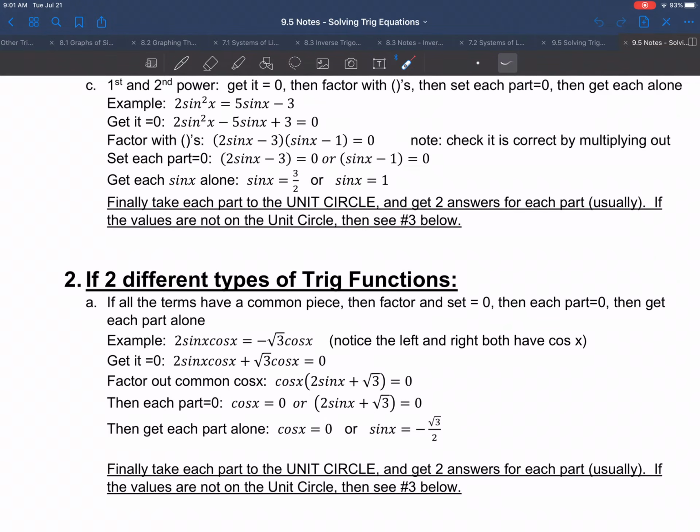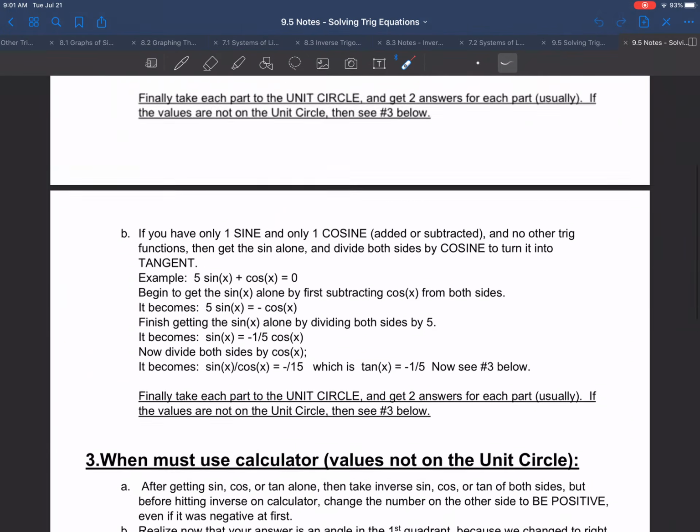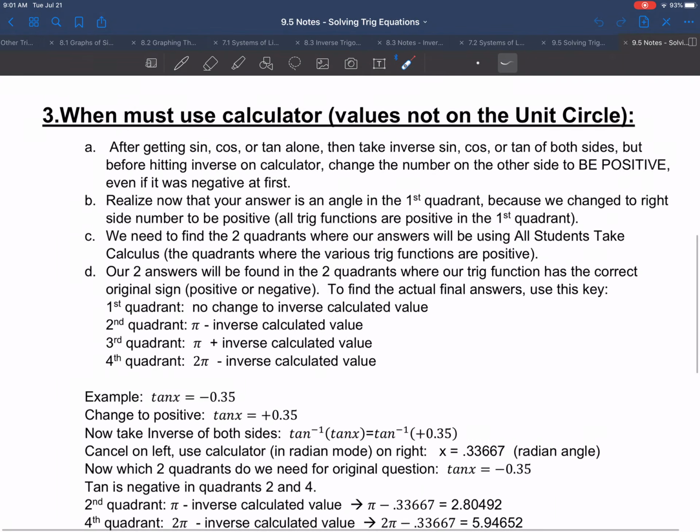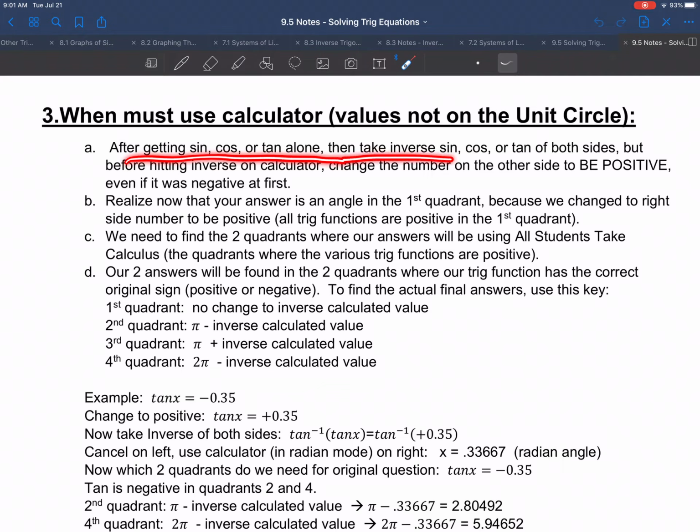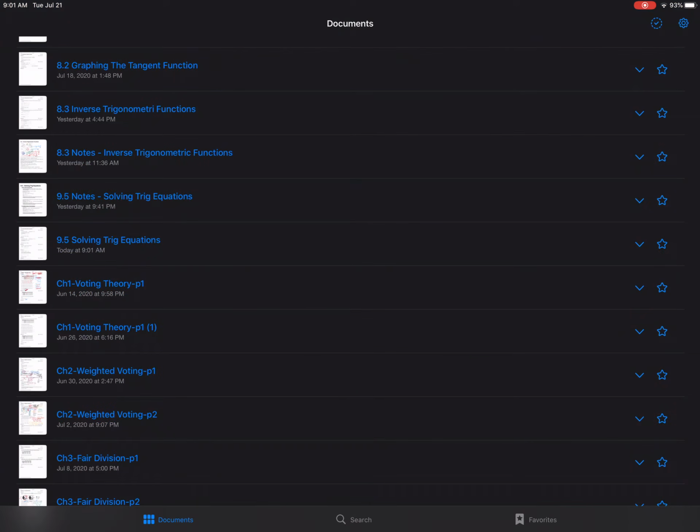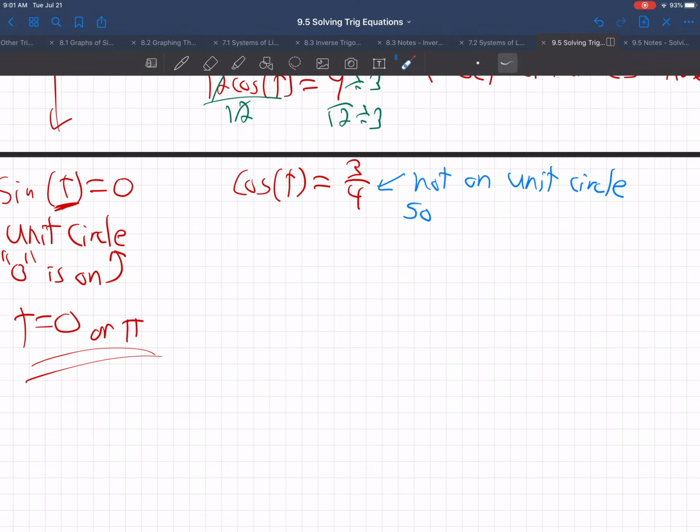It says, if the values are not on the unit circle, then see number 3 below. Number 3 below, we must use our calculator. After getting the sine alone, take the inverse. Remember this process? Take the inverse. Change the number to be positive. Yep, that whole process. We got to do that when it's not on the unit circle.